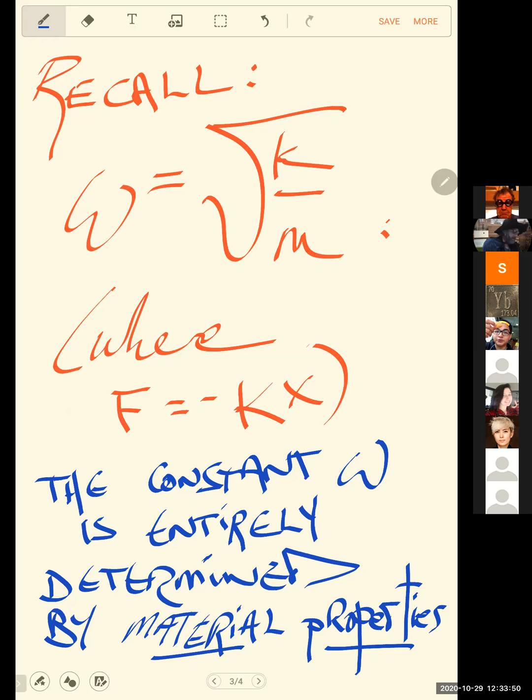But what it says here is the constant omega is entirely determined by material properties.